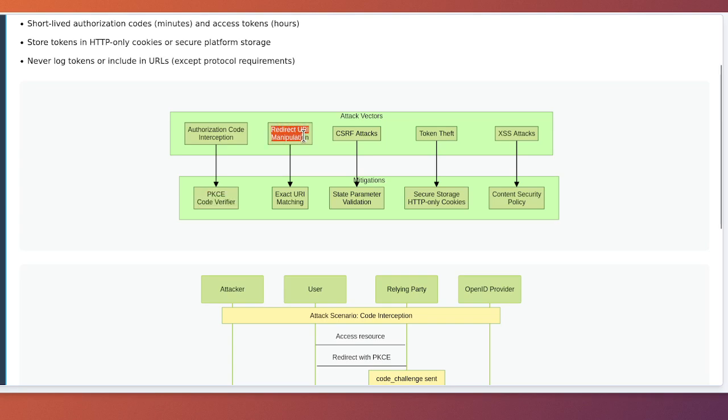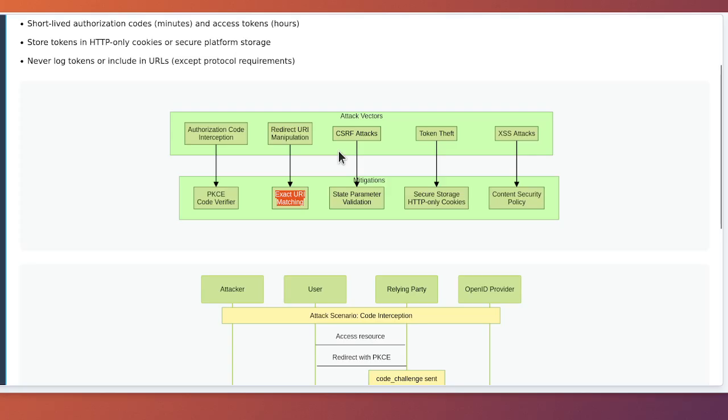Redirect URI manipulation attacks attempt to send the authorization code or tokens to an attacker-controlled endpoint instead of the legitimate application. Attackers might try open redirects, subdomain takeovers, or parameter manipulation to achieve this. The primary defense is strict validation of redirect URIs at the OpenID provider. Providers must perform exact string matching of redirect URIs, not allowing pattern matching or wildcards unless absolutely necessary. Applications should use HTTPS for all redirect URIs to prevent network-level interception.